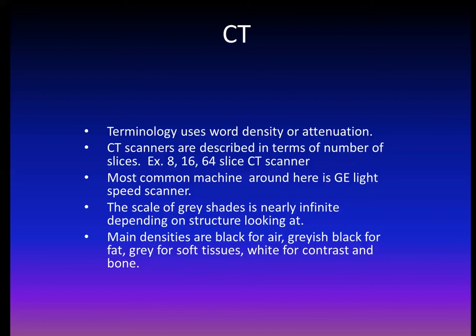CT scanners are usually described in terms of the number of slices, and the slice number is really the number of detectors. So you have a radiation source that shoots out an electron, goes through the body, and then there's a detector to capture that electron on the other side of the body. And so we call those detectors slices typically.